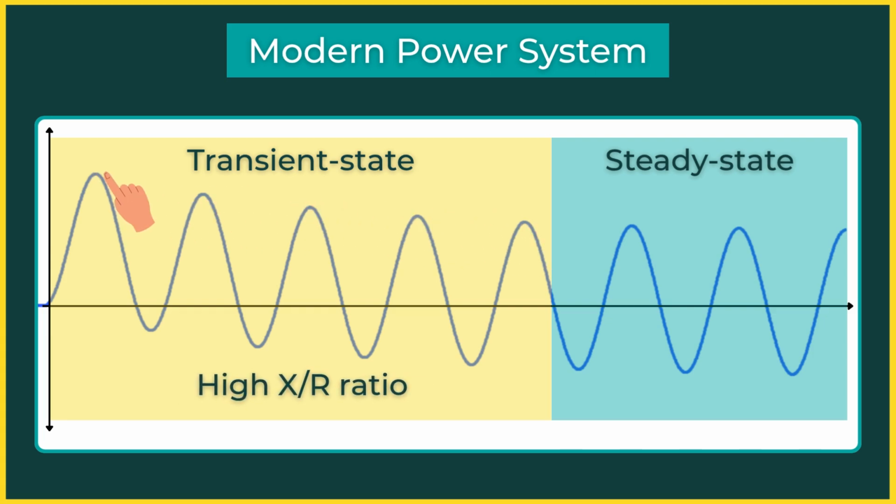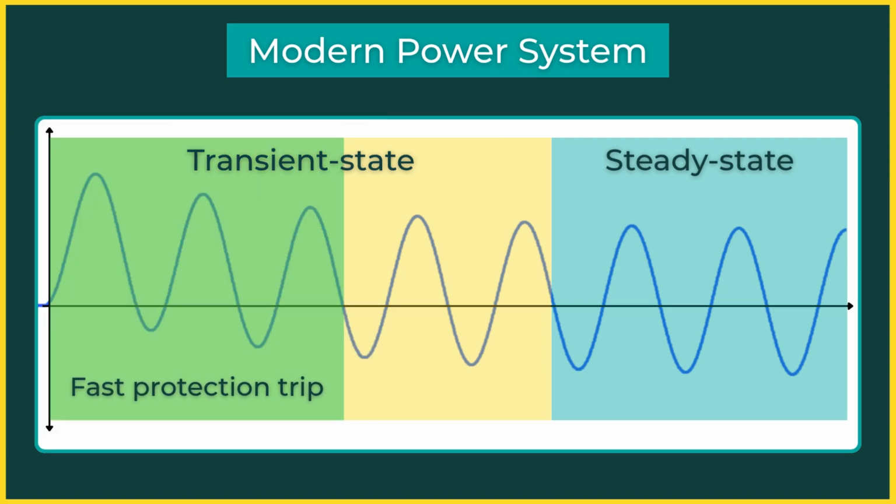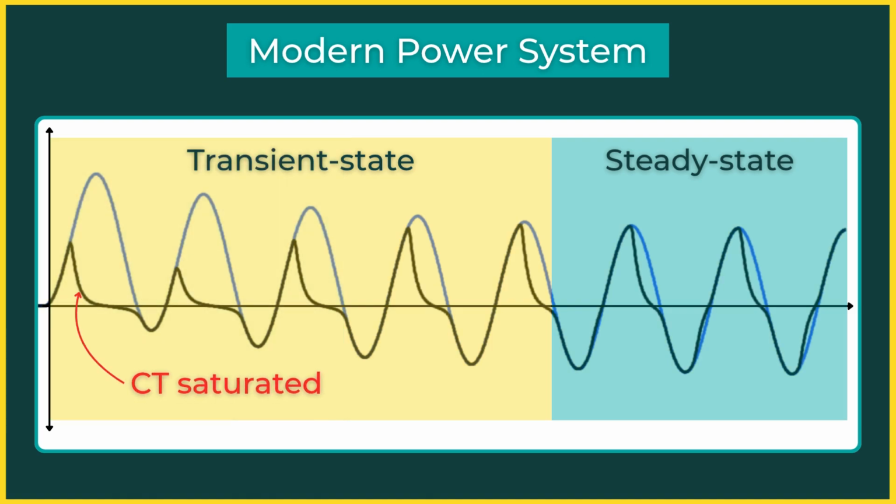This means the DC offset in fault current lasts much longer. We also use fast protection systems that trip within a few cycles. So, the CT must give an accurate secondary current even when DC flux is still present in the core. If the CT saturates during this transient period, the relay may misoperate or fail to trip.